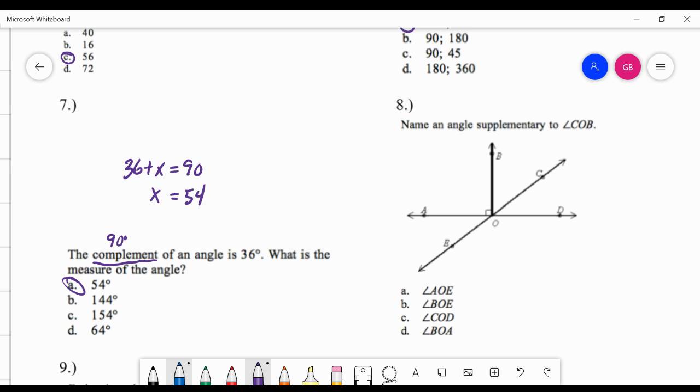Name an angle supplementary, so 180 degrees, to COB. COB is this angle here, okay? So the angle that's supplementary to that is going to be this angle here. Okay, that's going to be BOD. Option B. Okay, taken together, they form that linear pair.